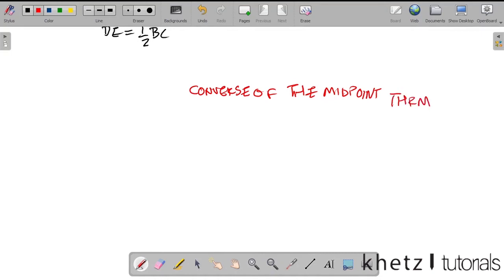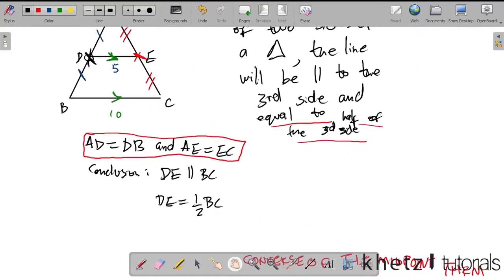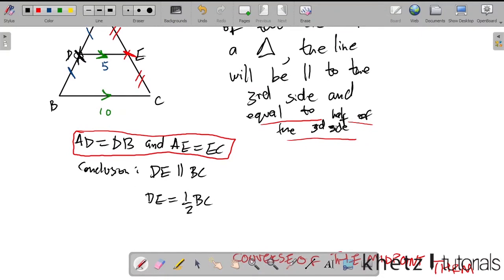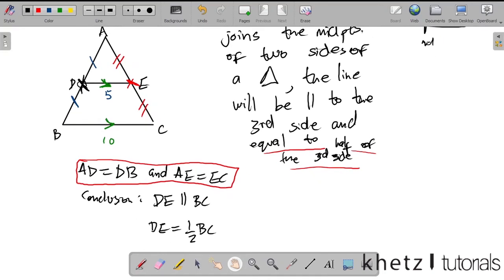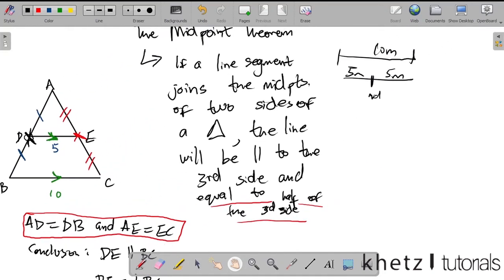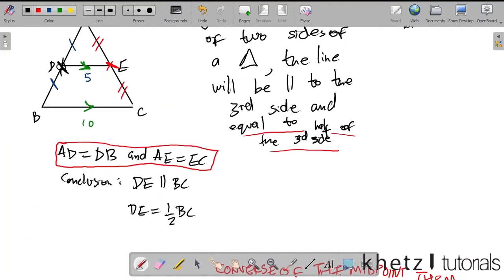Now, just to go back up, in any case, if you're asked to find the value of DE or the value of BC given whatever, and you see that you can apply the midpoint theorem to that question, you can simply calculate your values, and in brackets just say midpoint theorem as your reason.